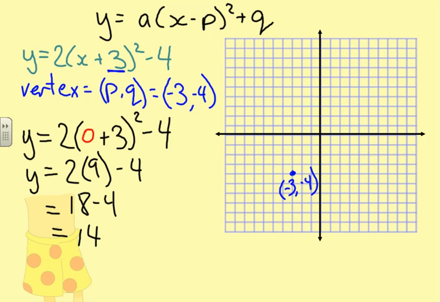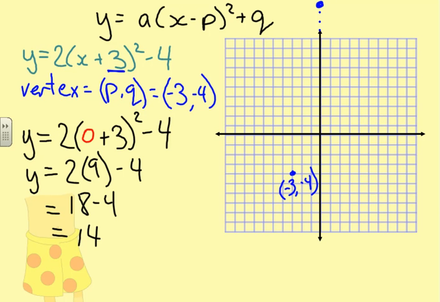Now, unfortunately, my graph paper doesn't go up to 14. But I can draw it in roughly where it's going to be. I'm going to go 1, 2, 3. My y-intercept is going to be roughly up there. That's good.